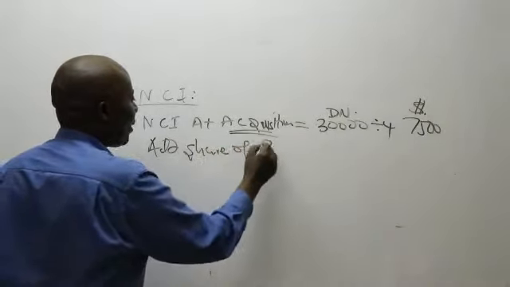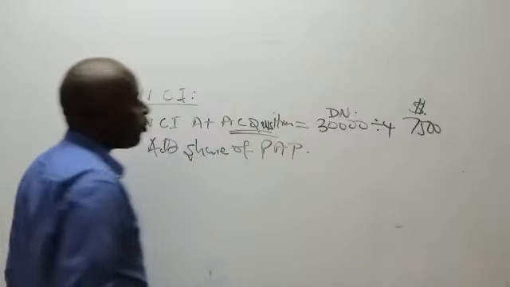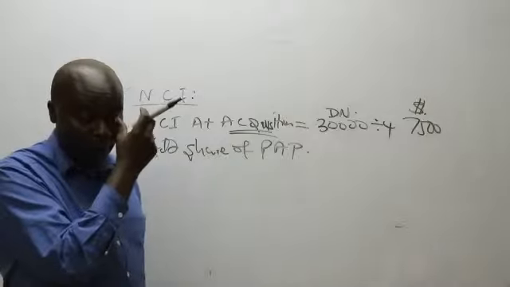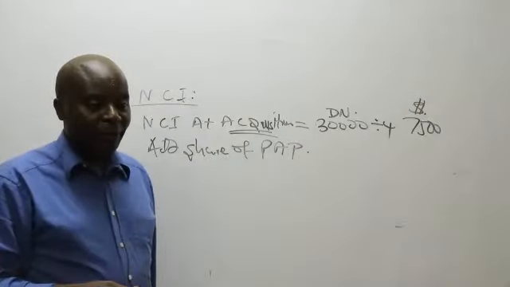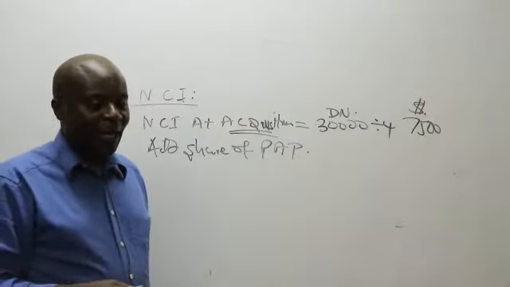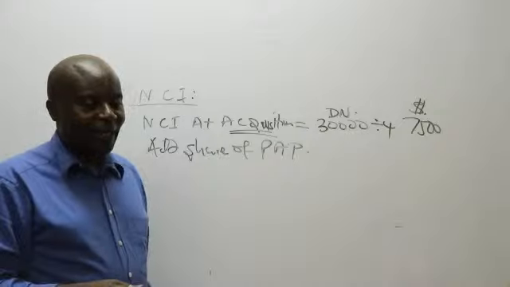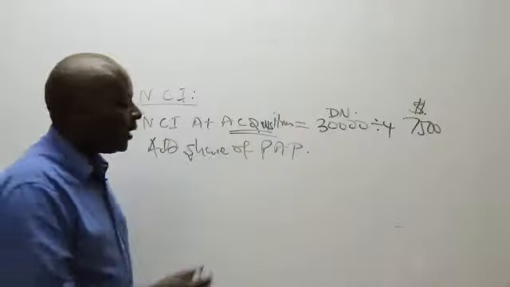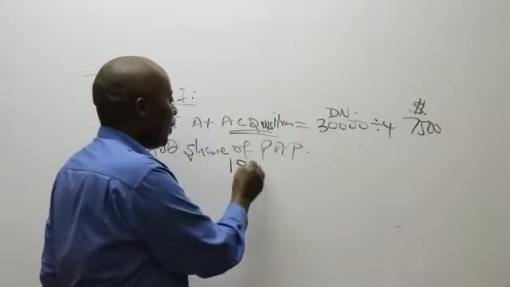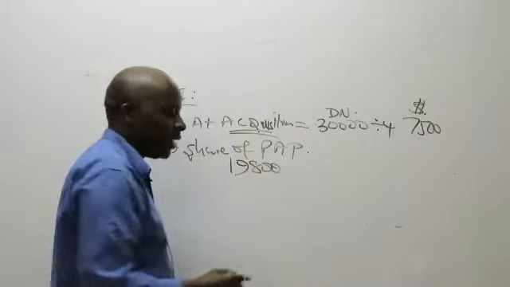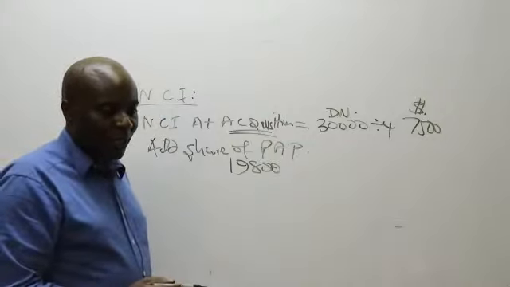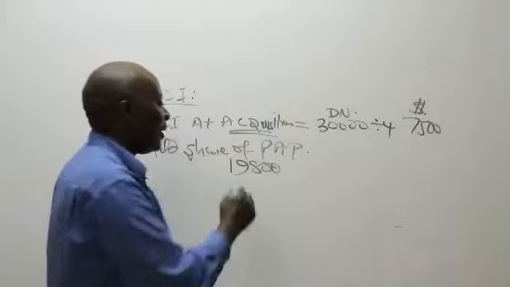Is there somebody who is able to remember the share of POP? 9,300. 19,800 ilikuwa in form of DN. I think DN, so DN, come on, no problem.